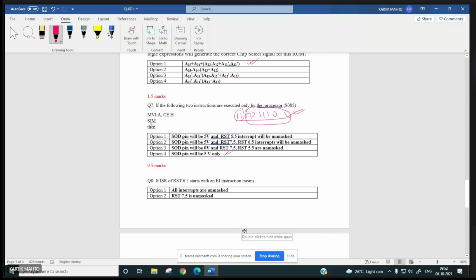Sir, one doubt there, sir. Sir, you said that if EI is not there, so one time it will go into interrupt, no, sir? It will go into interrupt once, and then from the next time it will not take it, no, because of EI. No. If EI instruction is there, then only interrupt will be enabled.